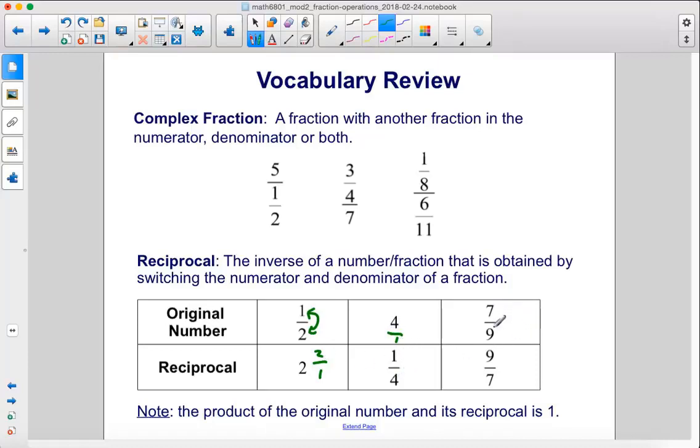And here we have 7 over 9. The reciprocal is 9 over 7. The product of an original number and its reciprocal is 1. So if you take 7 over 9 and multiply it by 9 over 7, then we can cross-cancel all of it. And this all just becomes 1.